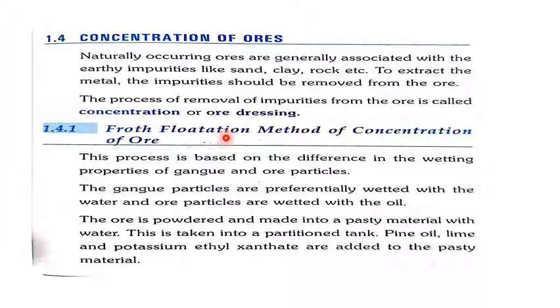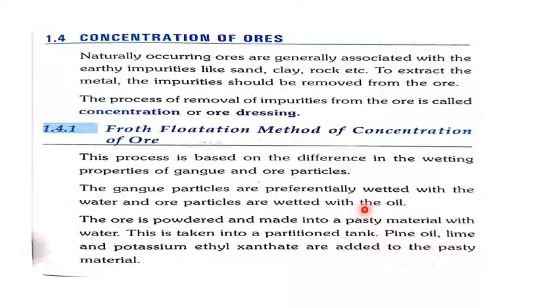When ore is extracted from the earth's crust, that ore contains a metal part and a gangue part. This fourth flotation method is based on the difference in the wetting properties of gangue and ore particles. The gangue particles are preferentially wetted with water. The ore particles are wetted with oil.